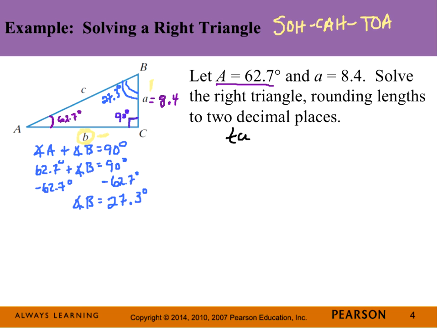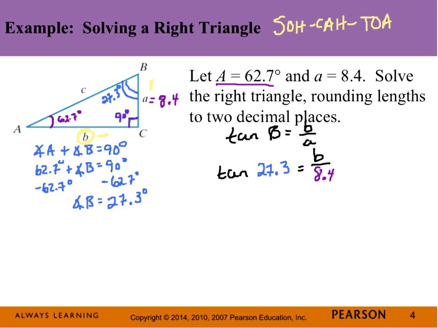Once again, I know that the tangent of angle B has got to be equal to side B divided by side A. So that is opposite over adjacent. So the tangent of, and I know the measurement of B, 27.3, has to equal side B divided by the length of side A, 8.4.